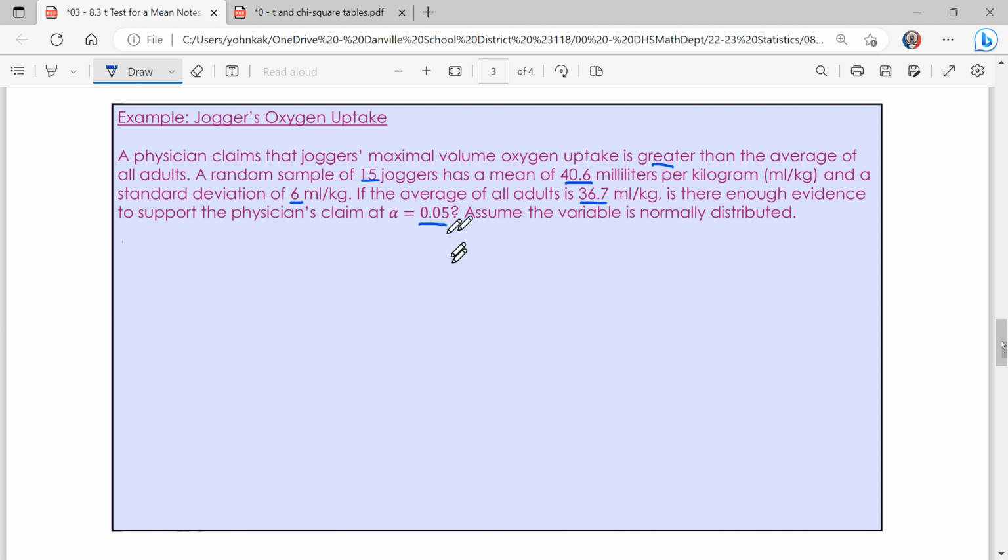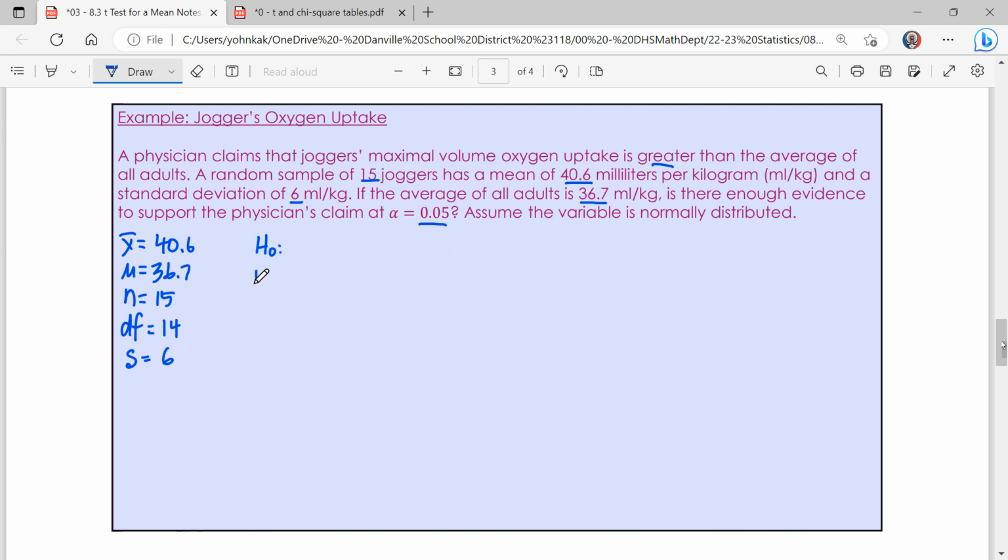Okay, well, we need an X bar, a mu, an n, the degrees of freedom, and an s. So our X bar is the sample mean, which is 40.6. Our population mean, mu, is 36.7. Our sample size is 15, which means my degrees of freedom is 14. My sample standard deviation is 6.